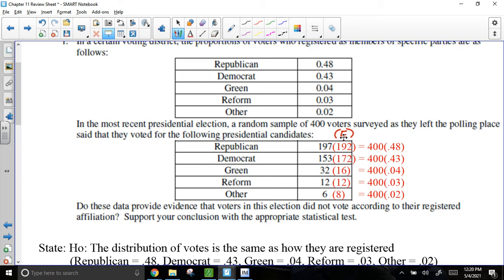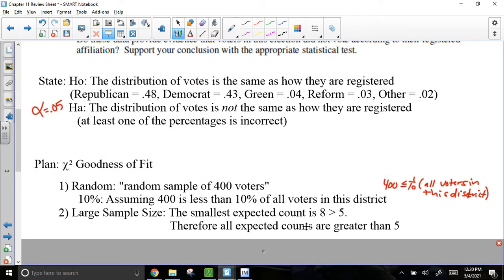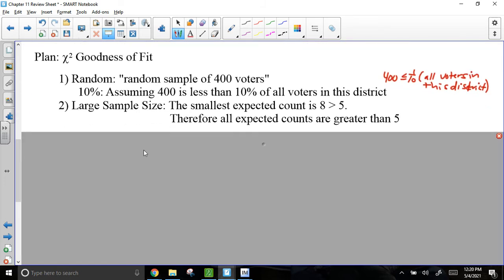Are all of these greater than 5? Well, yeah, my smallest expected count is 8, and guess what? That's bigger than 5. So the way I said it in my conditions is I said the smallest expected count is 8, which is bigger than 5. Therefore, all the expected counts are greater than 5. Okay, so our conditions have been checked. All we have left to do now is the calculation part and the conclusion.